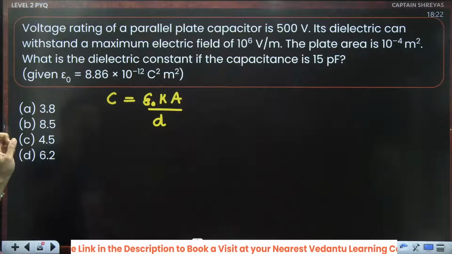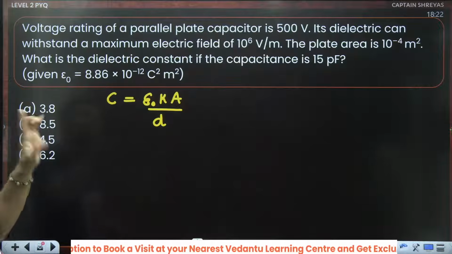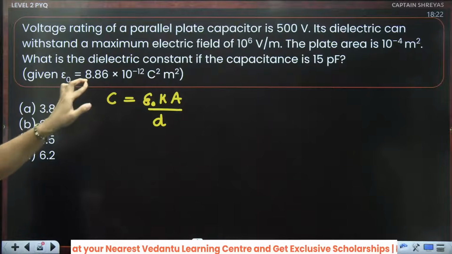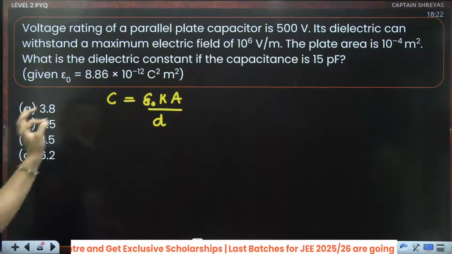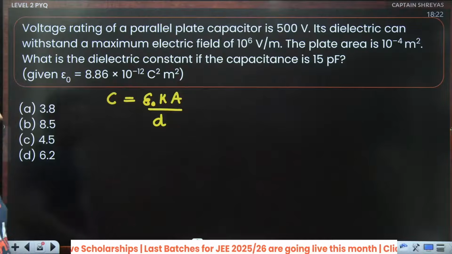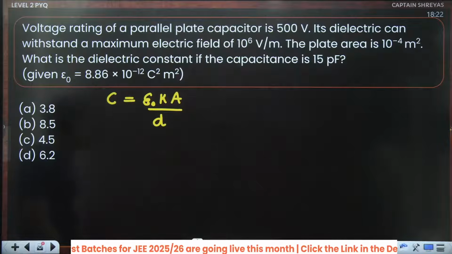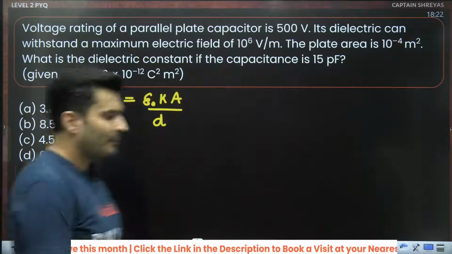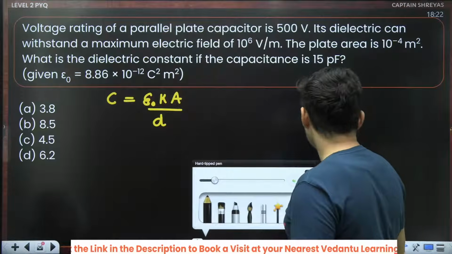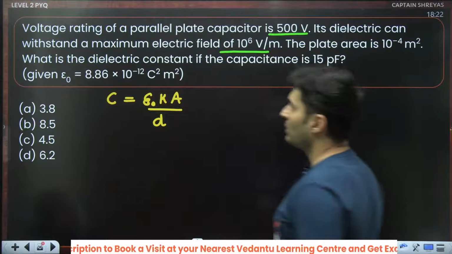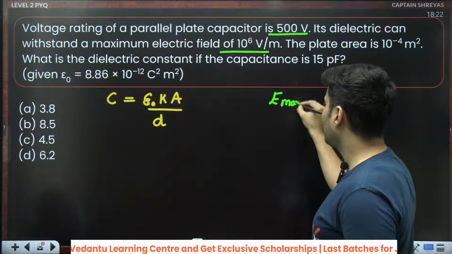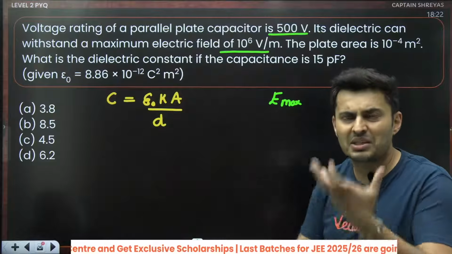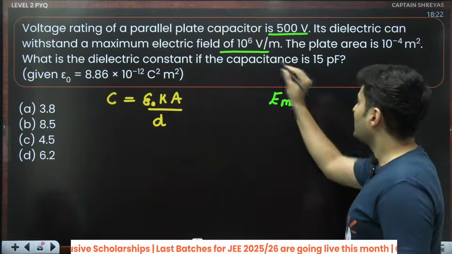Now, what is the dielectric constant if the capacitance is 15 picofarad? Plate area is given. Voltage rating of the parallel plate capacitor is given. And the maximum electric field which it can withstand is also given to me. Area is also given to me. Now, in such cases, think about it carefully. What is the approach that you will use? Since I know the maximum electric field which it can hold, because after that maybe it breaks down, maybe it burns, is given to me.